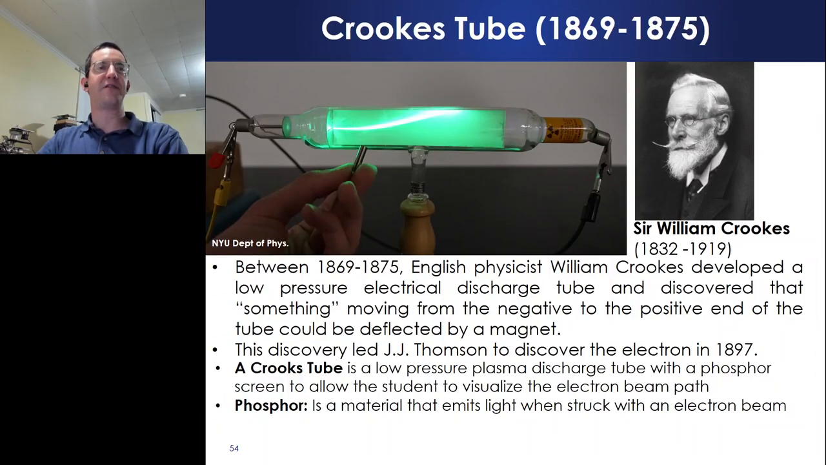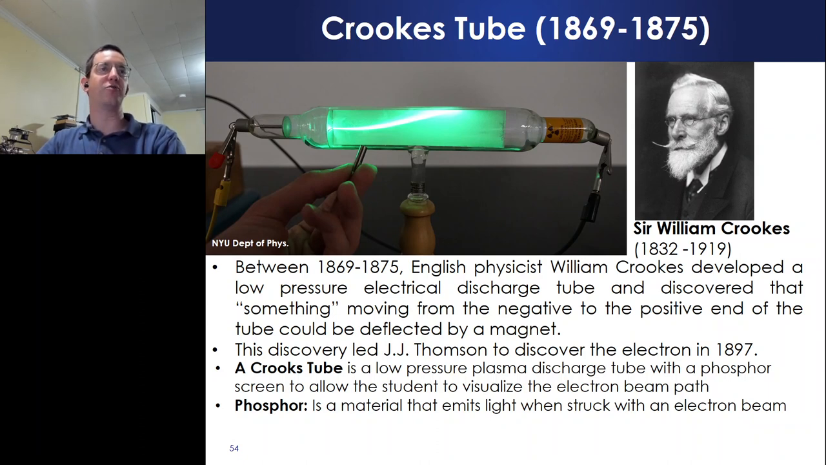The effects of a magnetic field acting on a beam of moving charged particles may be illustrated with a device called a Crookes tube. Between the years of 1869 and 1875, English physicist William Crookes developed a low-pressure electrical discharge tube and discovered that something moving between the negative and positive end of the tube could be deflected by a magnet. This discovery later led the physicist J.J. Thomson to discover the electron in 1897.